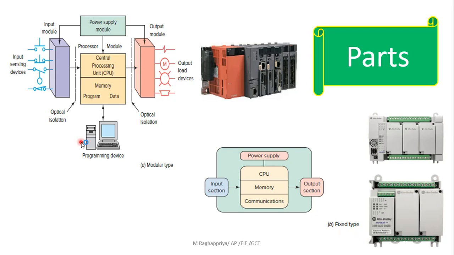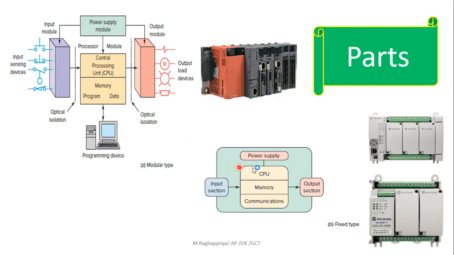Now let us look at this diagram carefully. So what are the main parts of PLC? CPU. So here is the CPU. Then I/O section. So here we have an input module, output module. Together it comprises the I/O section. Then power supply. So power supply module. Then programming device. So these are the four main parts.